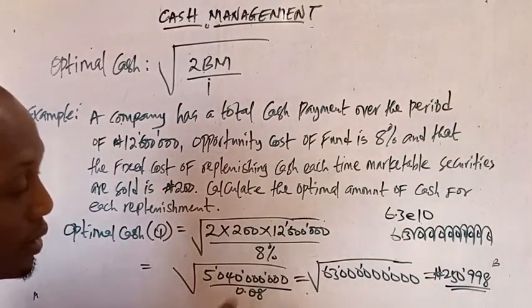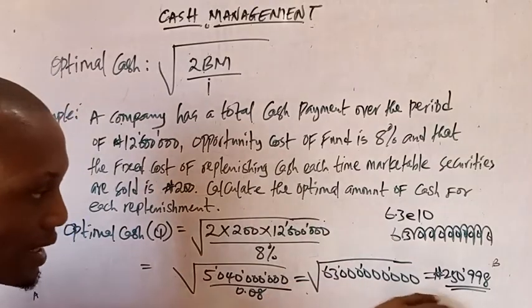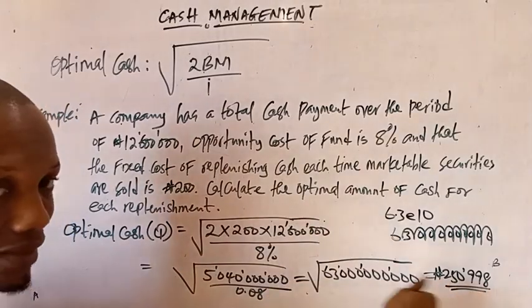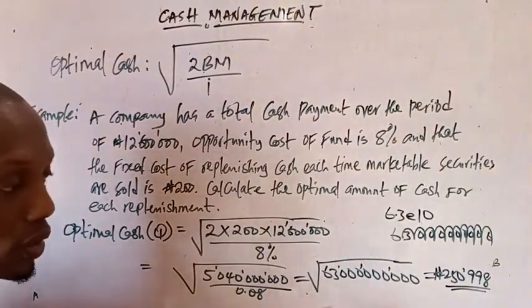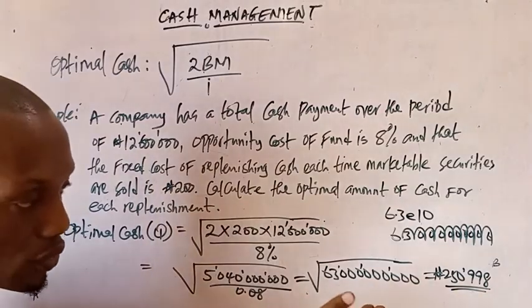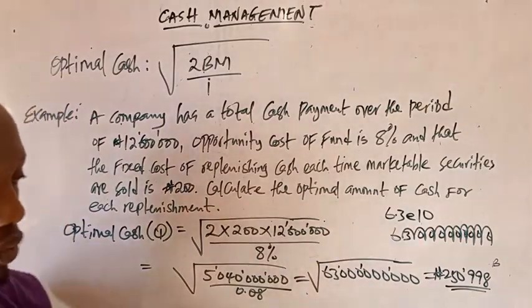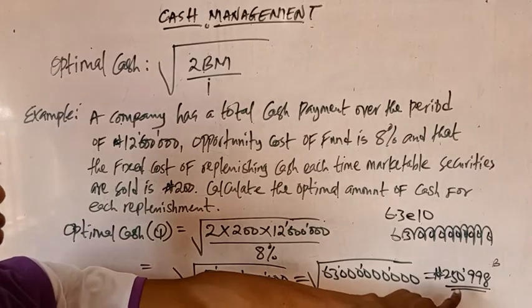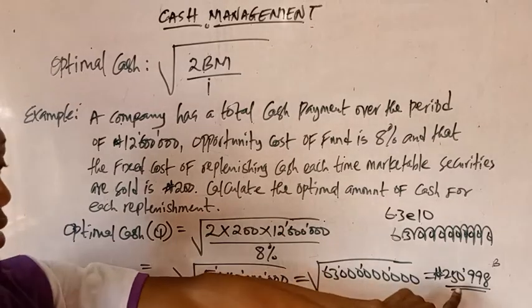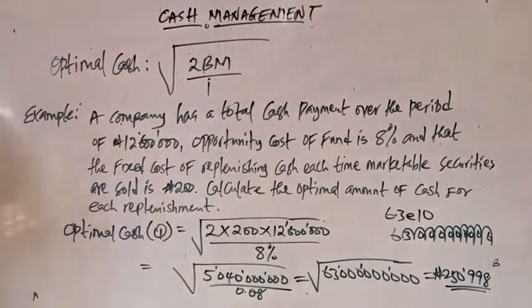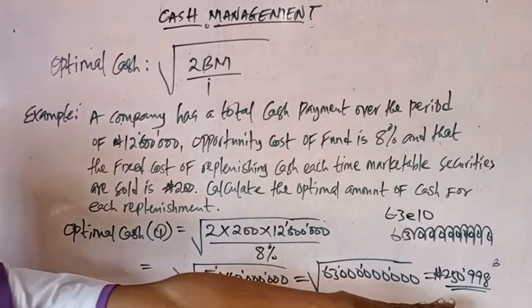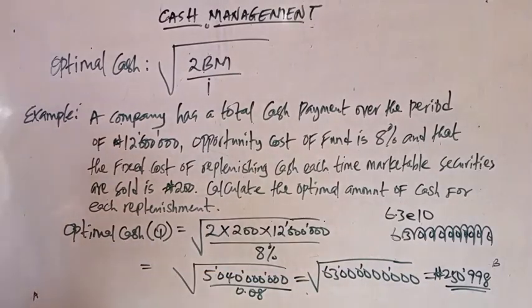That is to say, the lowest you must have is 0, and this is the highest you must have. You take 0 and this together, divided by 2. That gives you the average cash to hold. So when you have to calculate the optimal cash to hold using the Baumol model, this is exactly what you are being asked to hold.